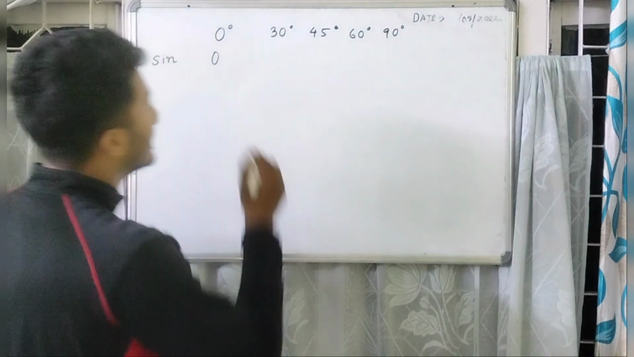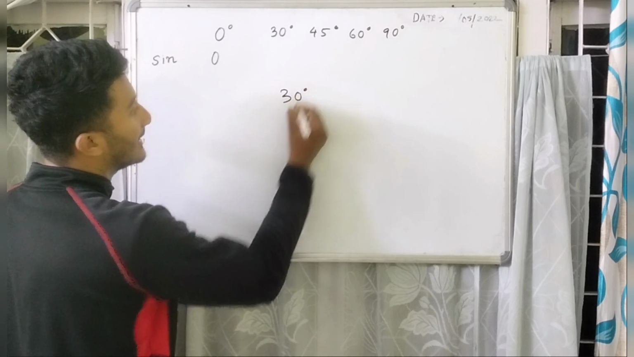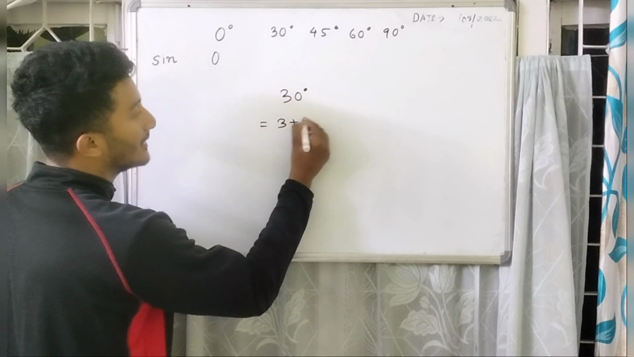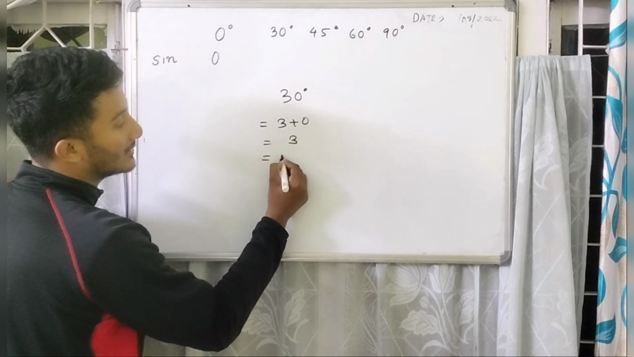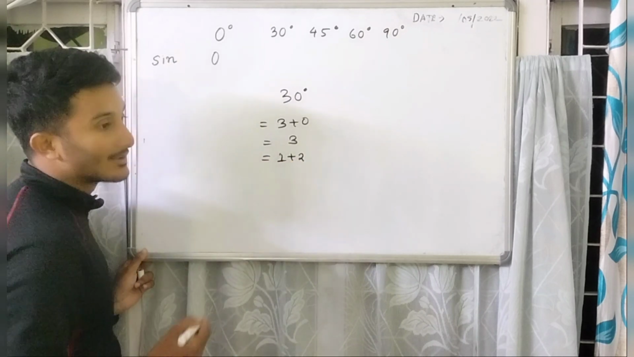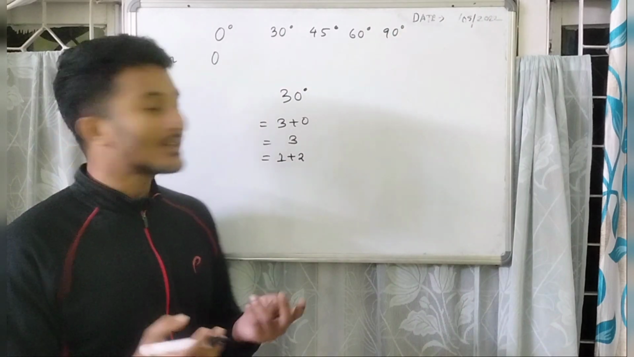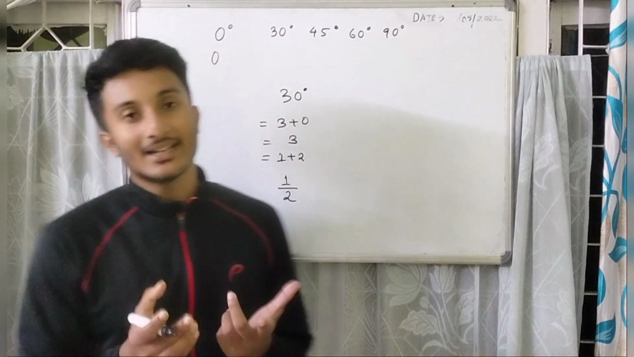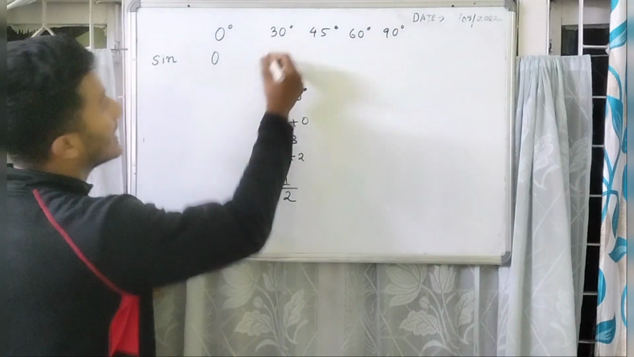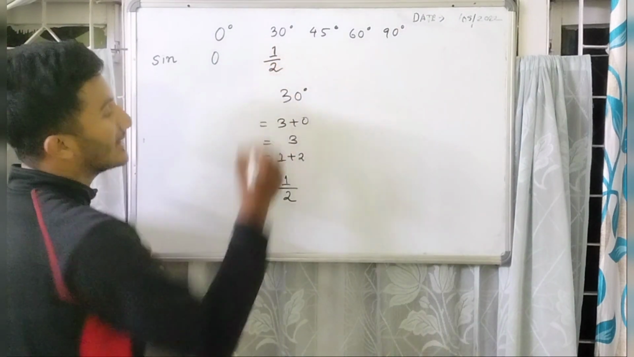The trick is, see, this is 30 degree. We can write it as 3 plus 0, which is 3, isn't it? Again, 3 we can break down into 1 plus 2, right? So 1 plus 2 we can write as 1 by 2. Again, we know that sine 30 degree is half, right? So in this way, we can remember that sine 30 degree is half.